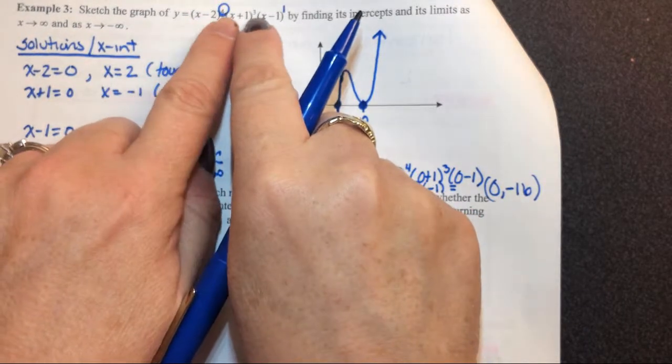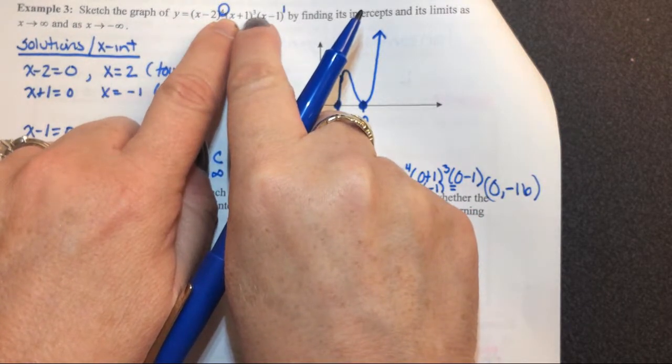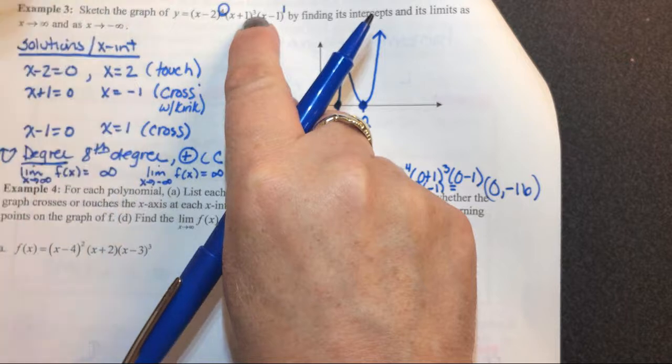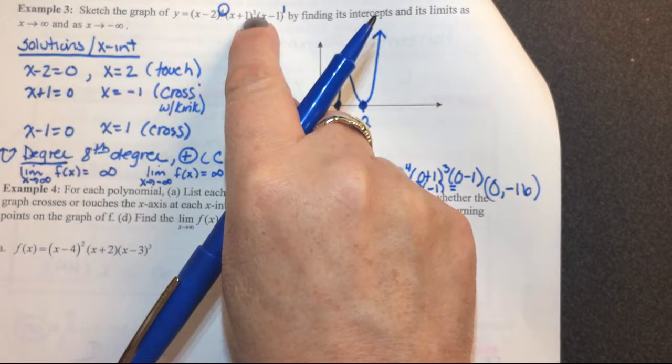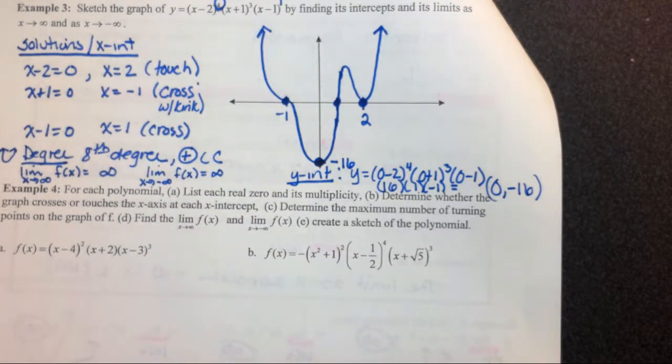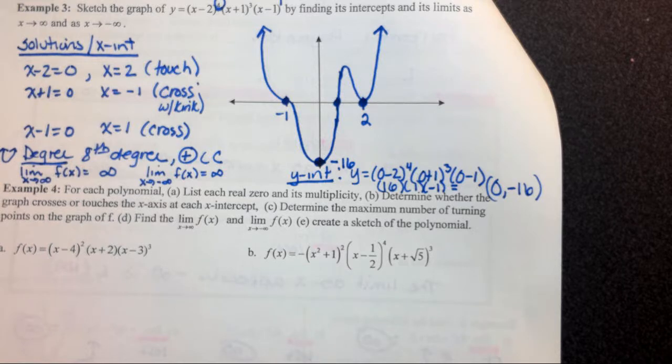If the multiplicity is odd, and if it's not a 1 multiplicity, so if it was a 3rd, 5th, 7th, 9th, then it's going to have a kink. The only one that'll cross straight over is if that factor has a power of 1. Yes.